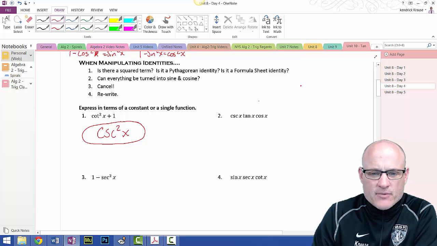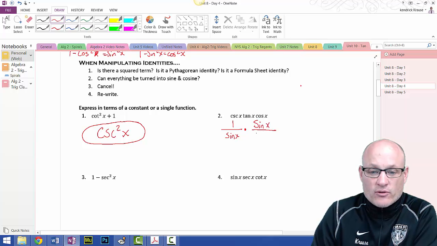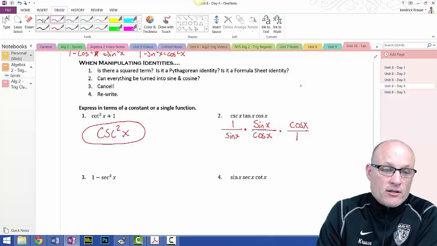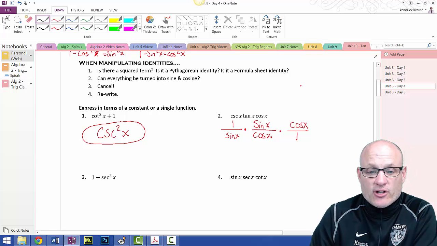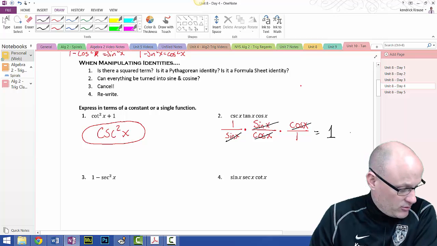Let's try. Cosecant is 1 over sine x, times tangent, which is sine x over cosine x, times cosine x over 1. Well, now that I have everything in multiplication, I can start canceling things. The sines cancel and the cosines cancel. Well, it doesn't equal 0. Remember, this is going to equal 1. Everything gets canceled. It equals 1.